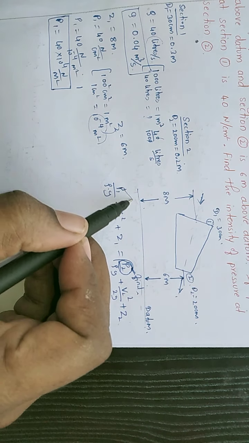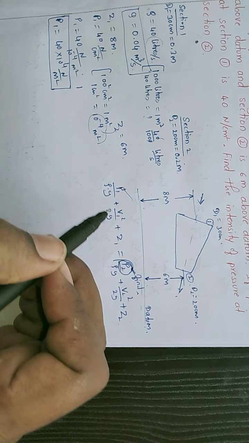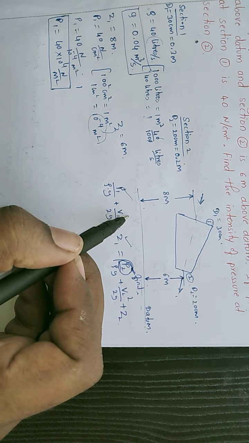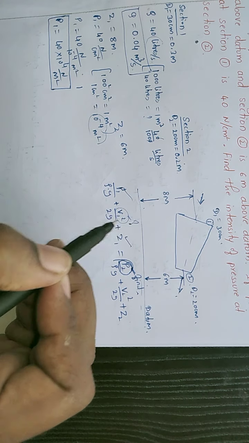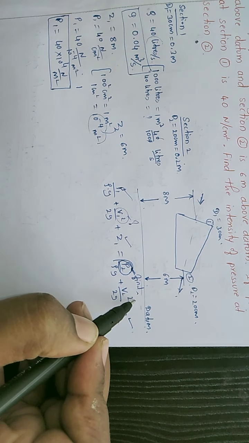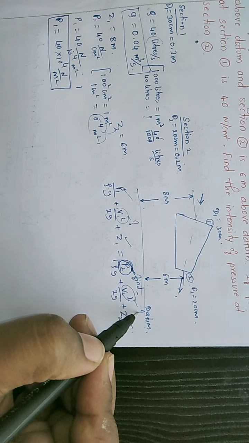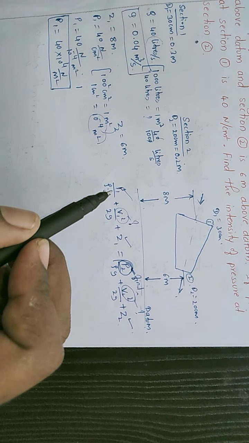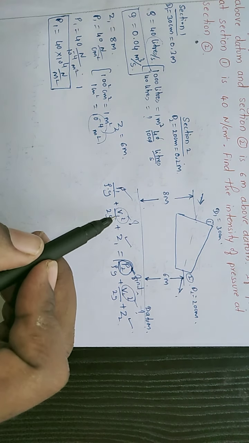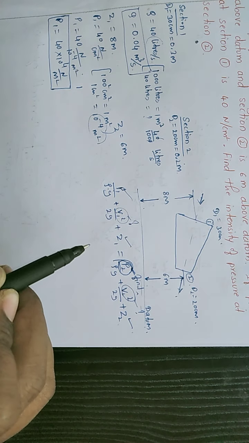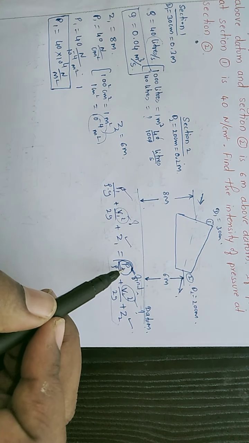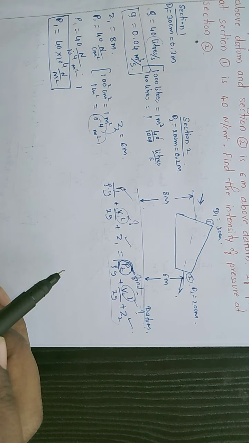P1 is given, and Z1 is given. Have they given velocity? Velocity is not given. They have given Z2, and we need to find V2. So P1, Z1, Z2 are given, but V1 and V2 are not given. We need to find V1 and V2, then substitute in this equation and get the answer.